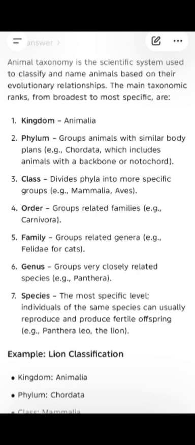After the kingdom, we have the phylum. The phylum groups animals with similar body plans. For example, we have Chordata, which includes animals with a backbone, like I said before, or notochord. If you don't want to call it a backbone, you can call it notochord. Going further, we have the class. The class is divided into groups of animals with similar characteristics, like I said initially.